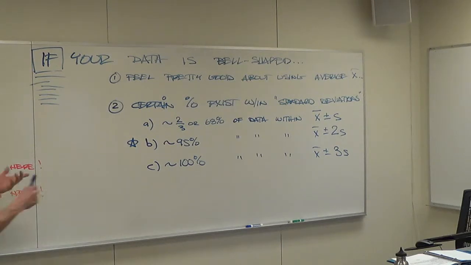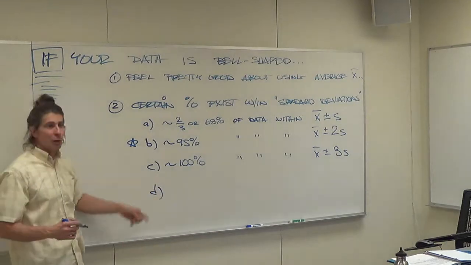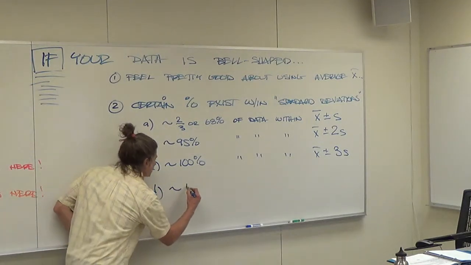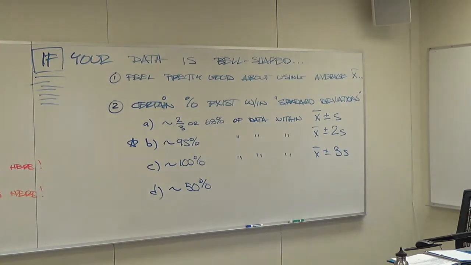And here's one of my favorites that hardly ever gets talked about. These are all great percentages, especially 100. How far out do you think you have to go to get half the data? The middle 50%. In other words, average cuts your data in half left to right. But how far out would you have to go to catch the middle 50% of your data? What do you think? Gut.